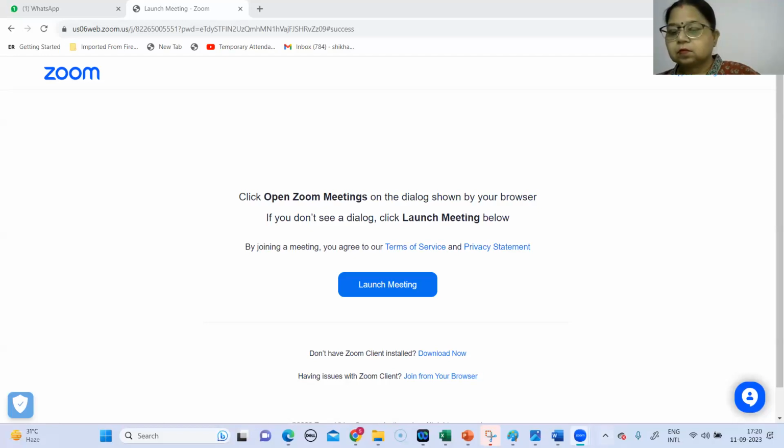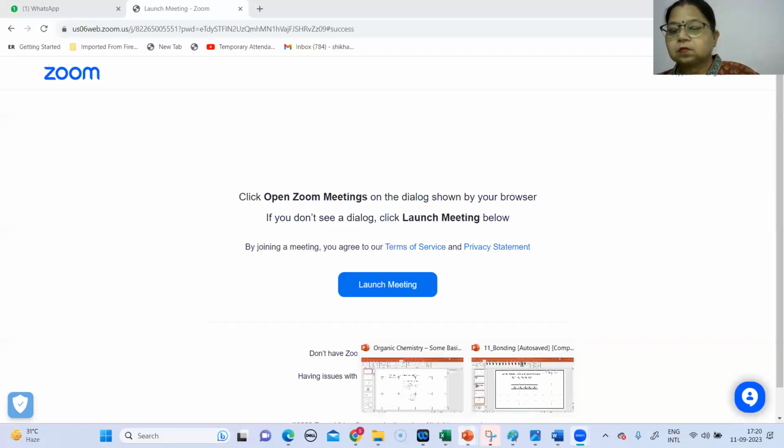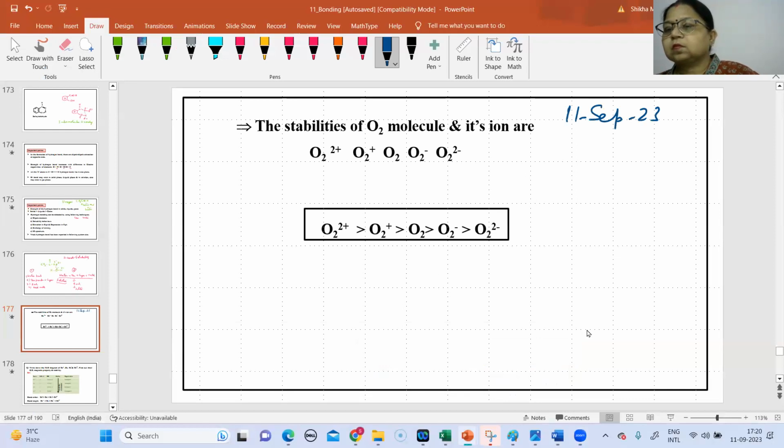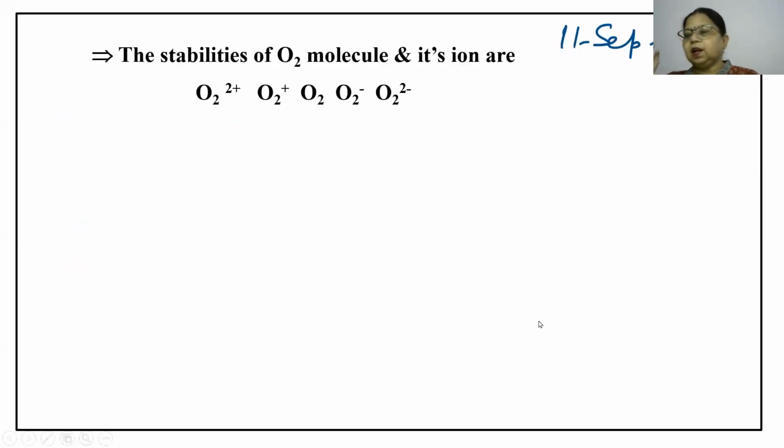Before we begin today's learning, can somebody tell me the status of last class homework? I have given you this question to find the stabilities of various ions formed by the gain or loss of electron in oxygen molecule. Have you solved this question?